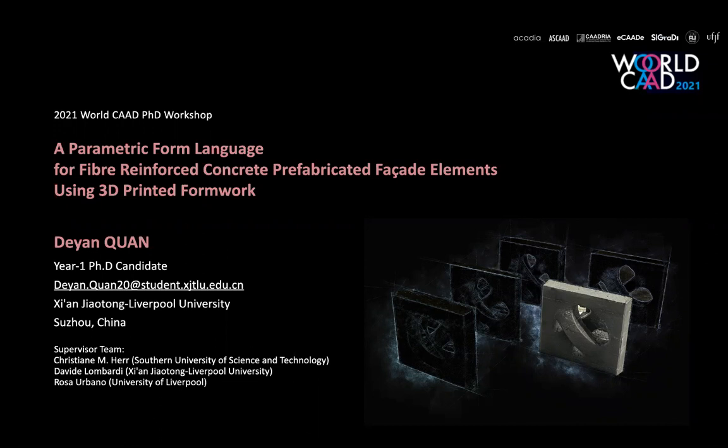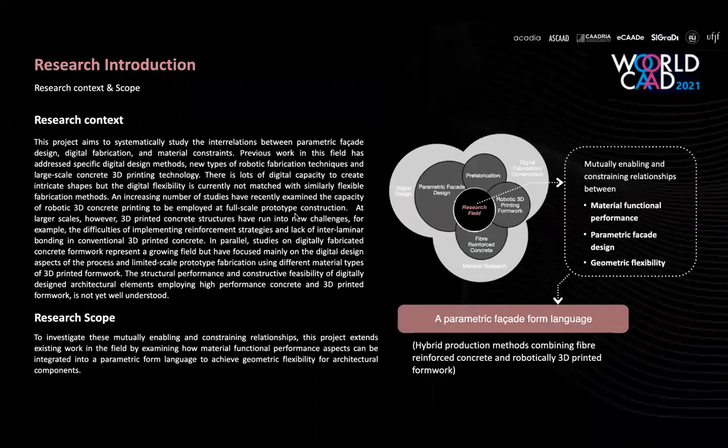The project I'd like to share today is a parametric form language for fiber reinforced concrete prefabricated facade elements using 3D printed formwork. For a long time, there has been lots of digital capacities to create intricate shapes, but the digital flexibility is not well matched with similar fabrication methods.